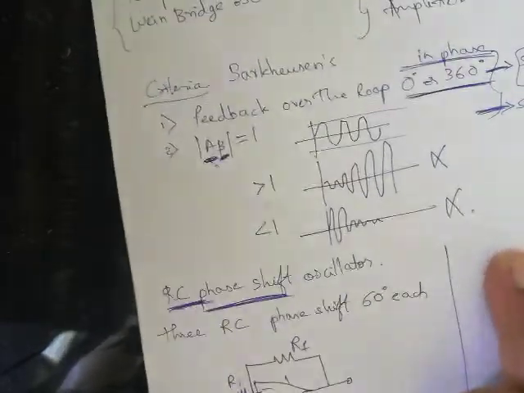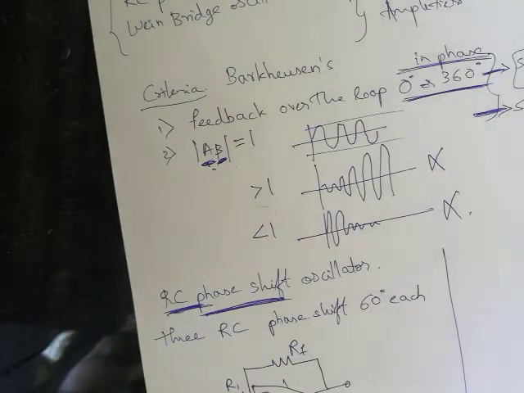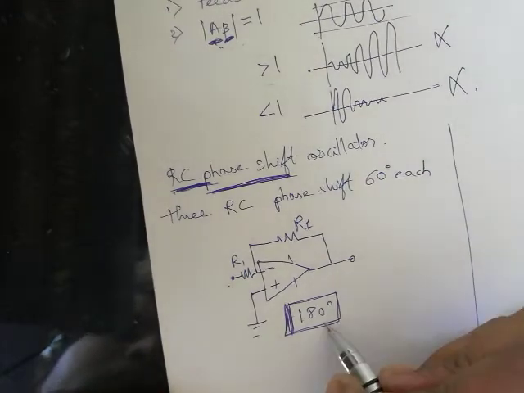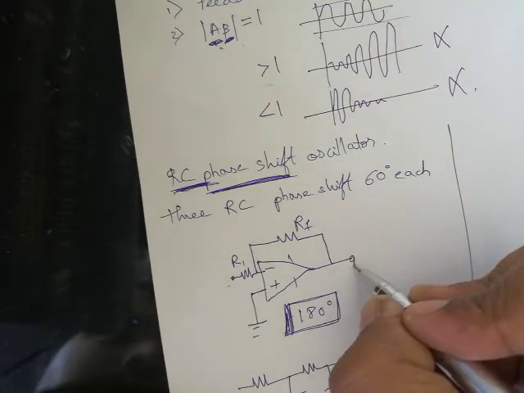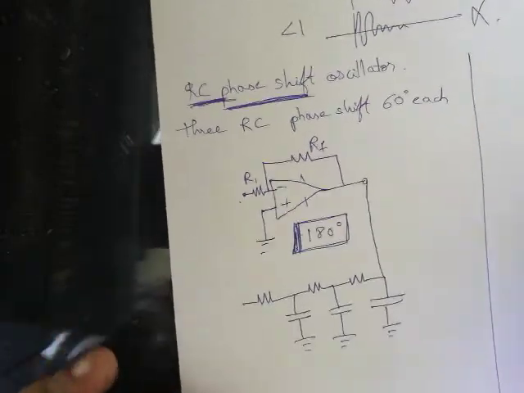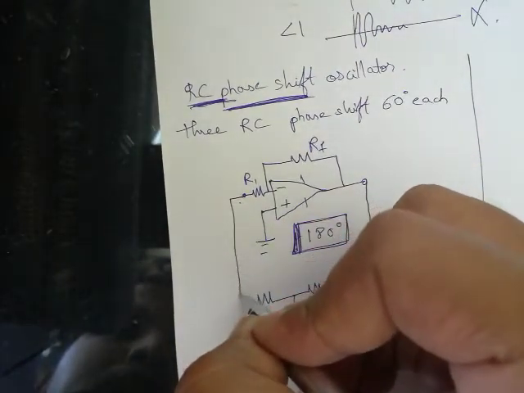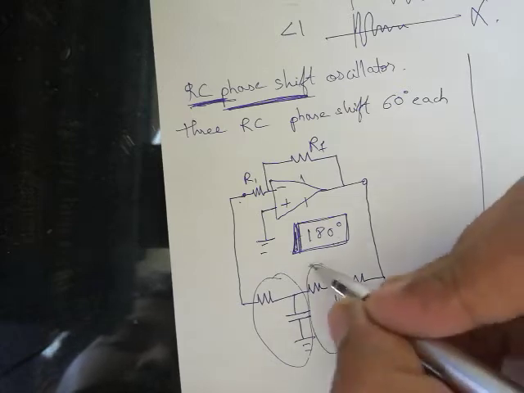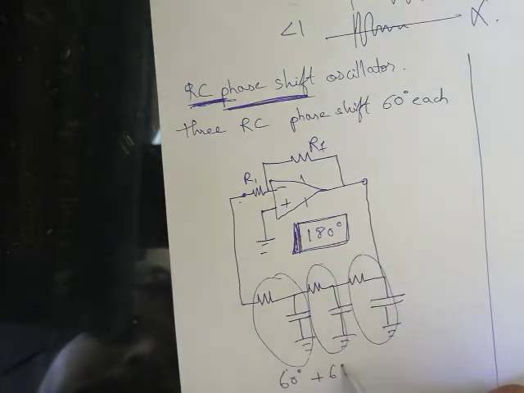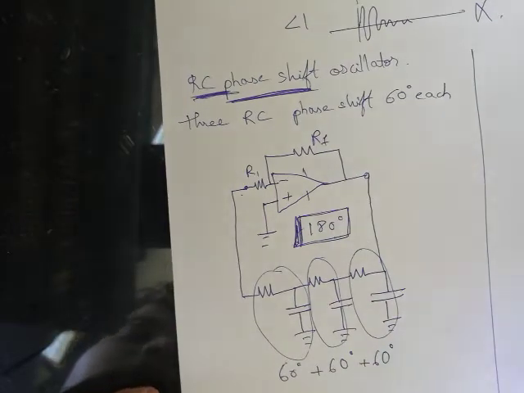But for our oscillations to start, we should have a phase shift of 0 or 360. So we require an additional 180 here, which is provided by a network of 3 RC components. This is the network. Many variations are there, but this is the simplest one. So observe that we are connecting the output here, and we'll take the input from this point. This is our RC combination, which is going to provide 60 plus 60 plus 60. So overall we have 180 plus 180, 360 degree.